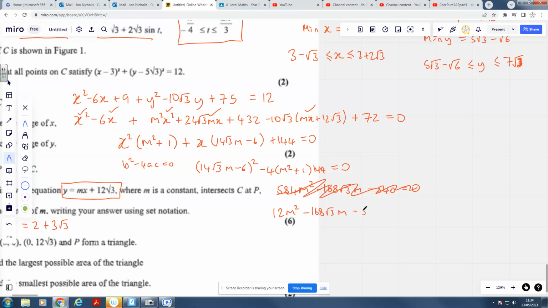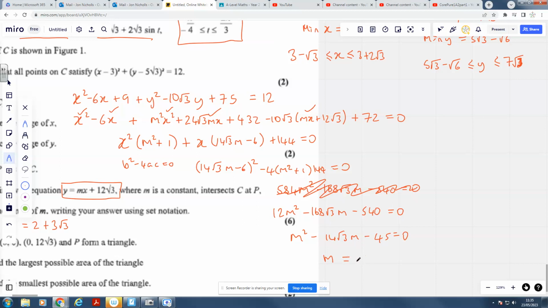That's the thing. I try and do these things. I like not working with a calculator, but then you just end up making a mistake. Okay, so we end up with m squared minus, now 168 is divisible by 12, 14 root 3 m. You'd probably just do this on a calculator at this time. Minus 45 equals 0.